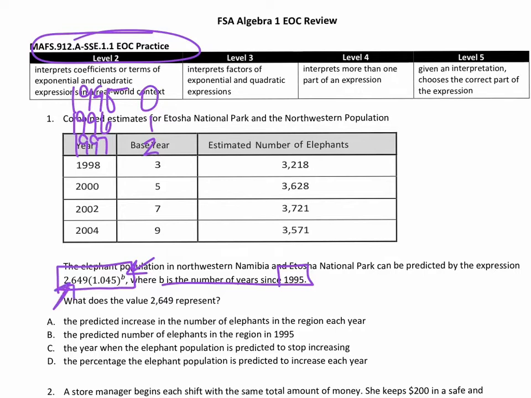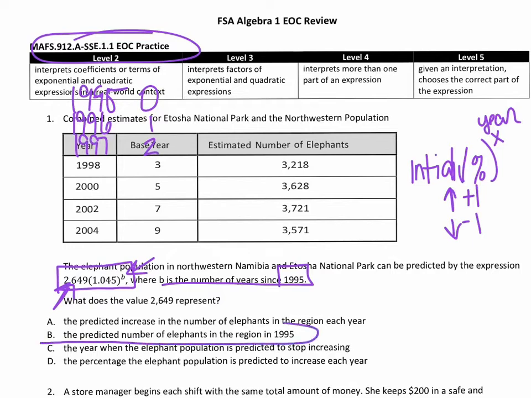Well, you should have remembered that from the equation, it went initial times, and then it was the percent, and if it was increase, plus 1, decrease, minus, subtract it from 1. And then this was the year. So meaning that the 2649 has to be the predicted number of elephants that were in the region in 1995, because that's the initial value.